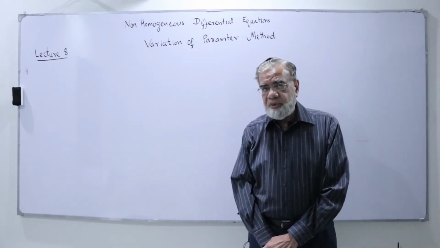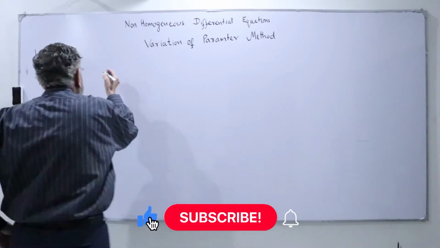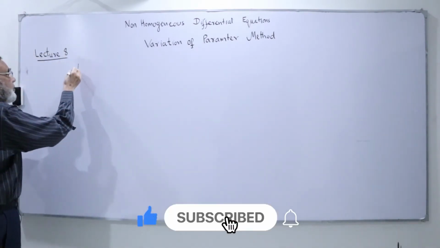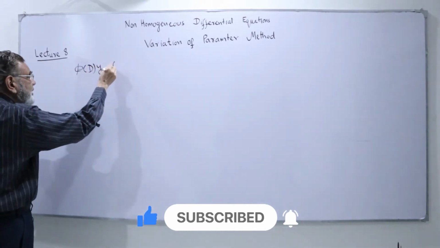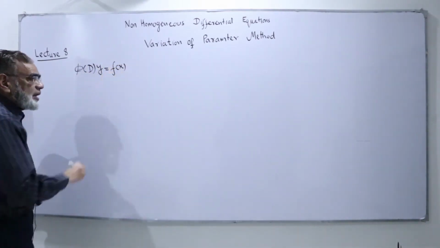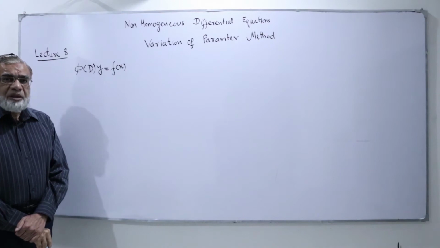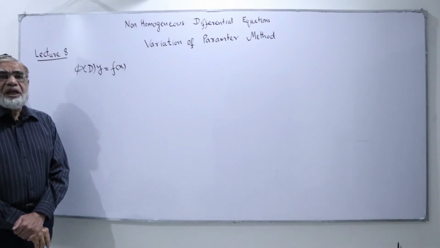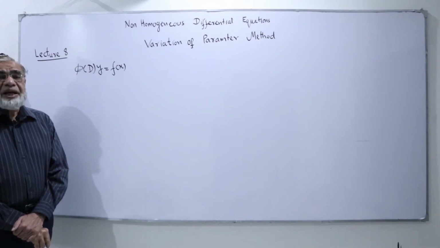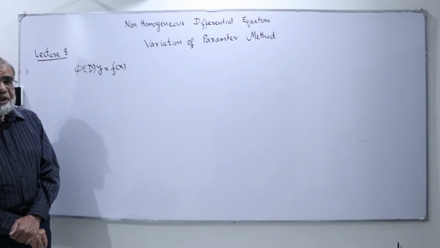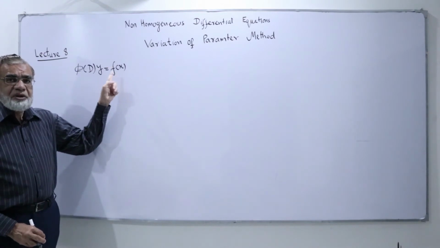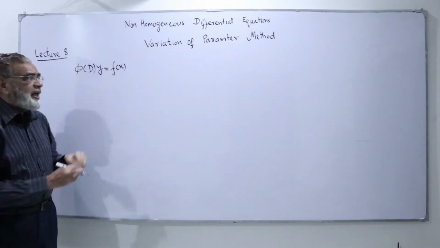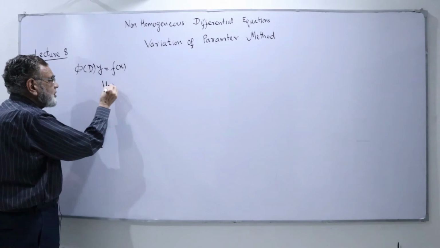They make this equation homogeneous. In general, we write phi D, this is a differential operator, into y equal to f of x. We put conditions on f of x: f of x is a polynomial function, an exponential function, or a sine or cosine function. I told you that if f of x is a polynomial function, an exponential function, or any combination of these, we can apply the method we call undetermined coefficients.